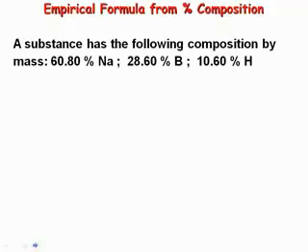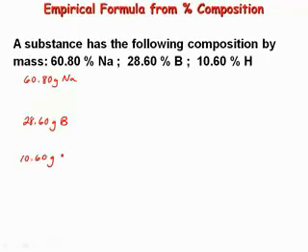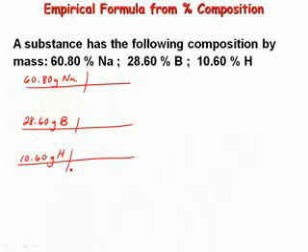Okay, now here's an empirical formula problem where we have a percent composition. Say here I have 60.8% sodium, 28.6% boron, and 10.6% hydrogen. If it gives us percent composition, essentially what we're going to do is assume that we have 100 grams of this substance. And so if I have 100 grams of the substance, I'm going to have 60.8 grams of sodium, 28.6 grams of boron, and 10.6 grams of hydrogen. The process is still the same.